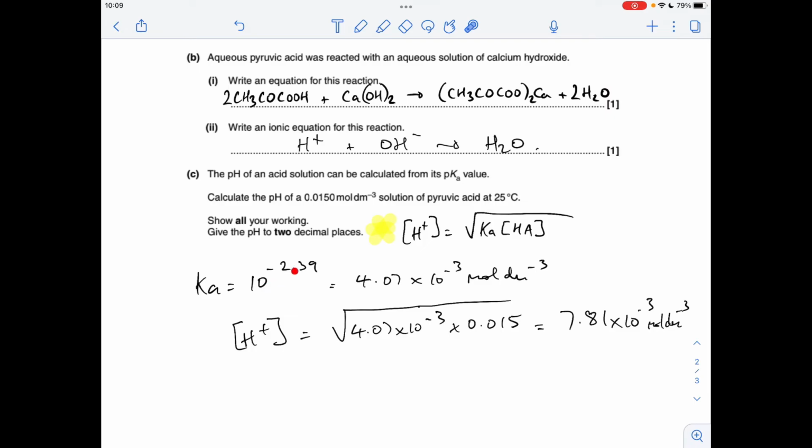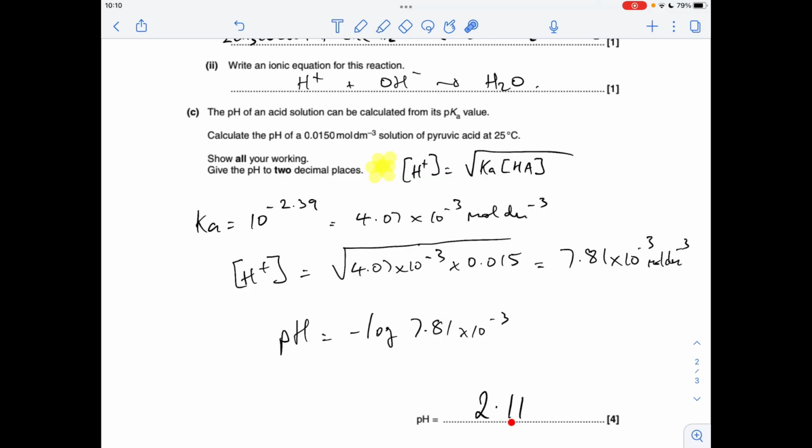So we'll go through the numbers now. So Ka is 10 to the minus pKa, so 4.07 times 10 to the minus 3. Don't worry about the units, but that's what they are. The H plus concentration, therefore, is the square root of Ka times the concentration of the acid. So it's that many moles per decimeter cubed. All we need to do now is minus log that, and we'll give the pH to 2 decimal places. So we'll get a pH of 2.11.